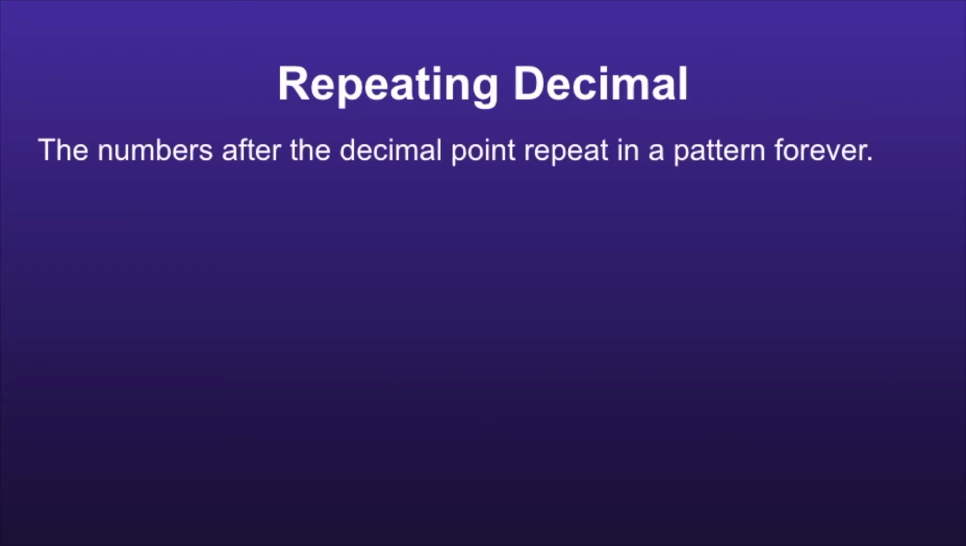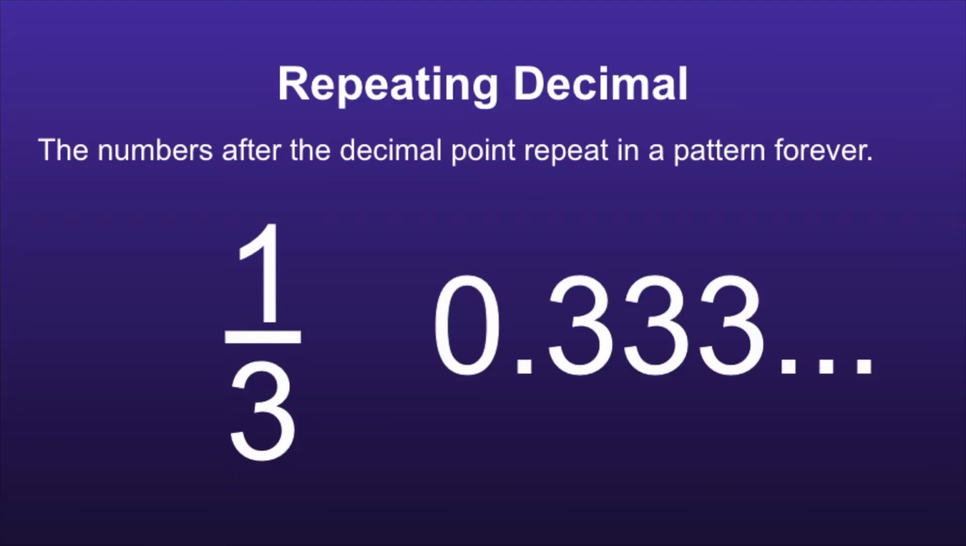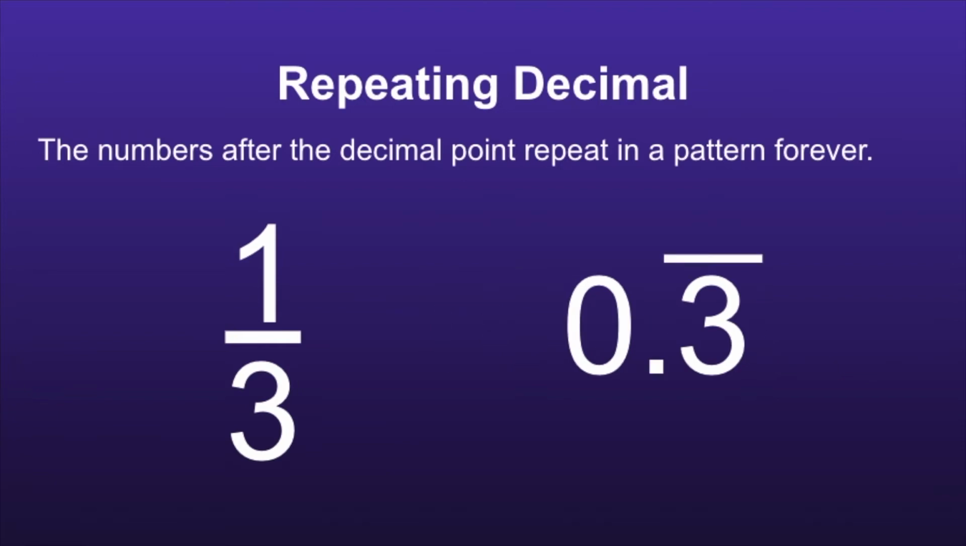A repeating decimal is when the numbers after the decimal point repeat in a pattern forever. For instance, if we convert the fraction 1/3 into a decimal, that will give us 0.333333, and it will keep going on and on forever. So instead of writing infinite threes, what we can do is put a bar above one of the threes.